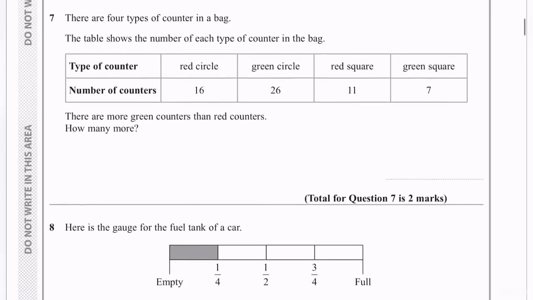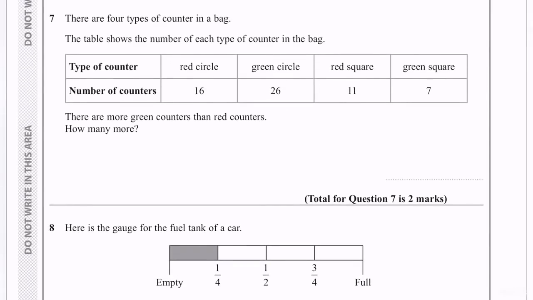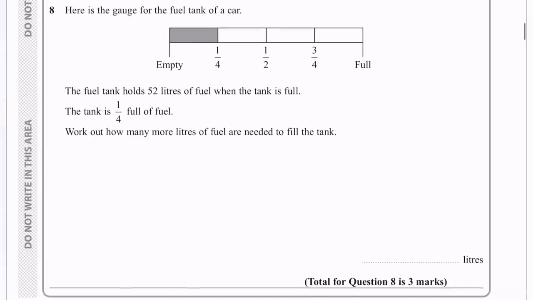Next one, we've got a table, so it's 4 types of counters in a bag, and it shows how many counters are in the bag. So there are more green counters than red counters. How many more? So let's have a look. There are green circles, 26, and green squares. So the total of that, if we add them together for green, is 33. And if we add together the reds, we have 16 add 11, which is 27. So there are an extra 6 green counters. 33 take away 27 gives us 6. On to the next one.